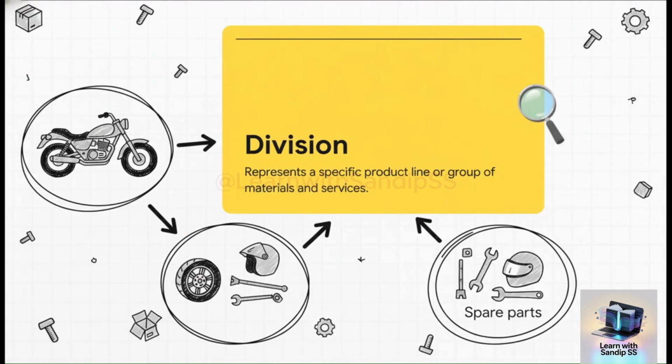Okay, so we've got the who and the how, but what about the what? What are we actually selling? For that, you need the division. A division is just a way to group your products or services. So a company might have one division for, say, motorcycles, and a whole separate one for spare parts. It just keeps things organized.